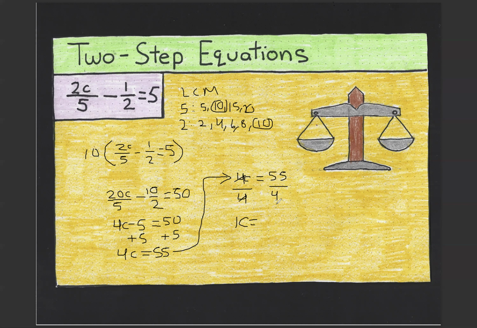And 55 divided by 4 will give us 13.75. And I'm just going to rewrite this as c is equal to 13.75. Although 13.75 looks like a strange solution to this equation, when you plug it in, you will see that 13.75 will work and it will actually equal 5.